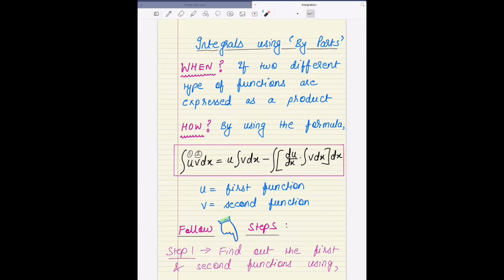Now we know when to use it. So how do we use it? This is probably the simplest of the integration types, where you just need to apply this formula and you get your answers in a flash.